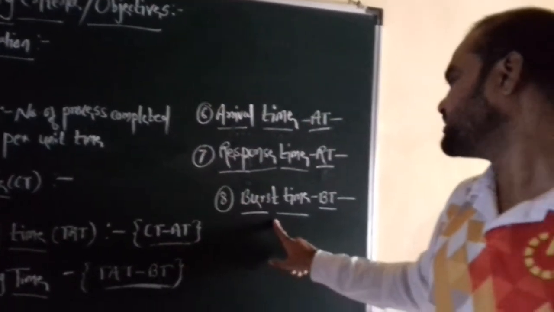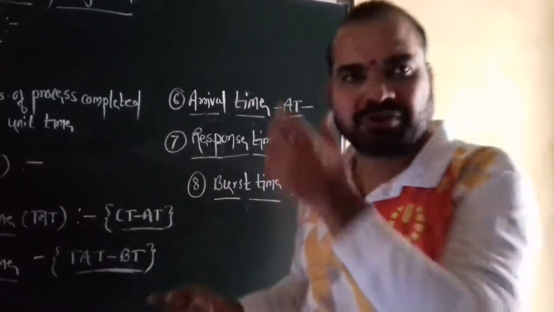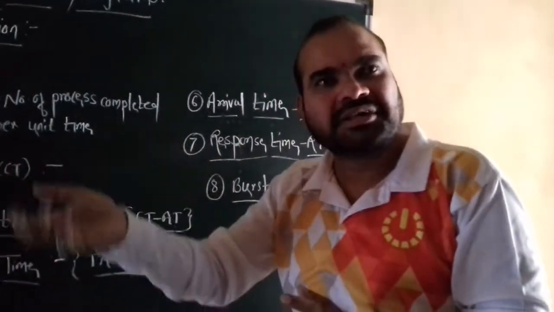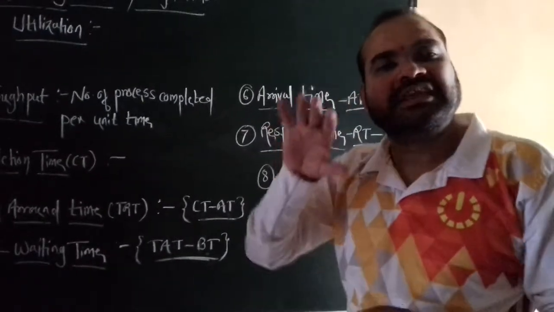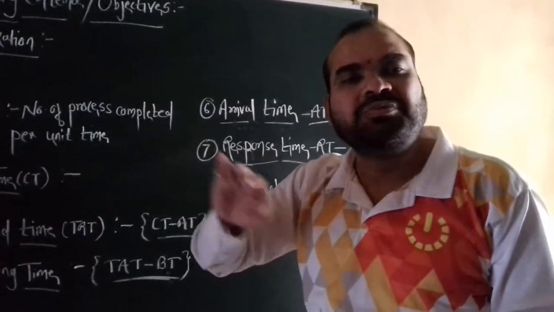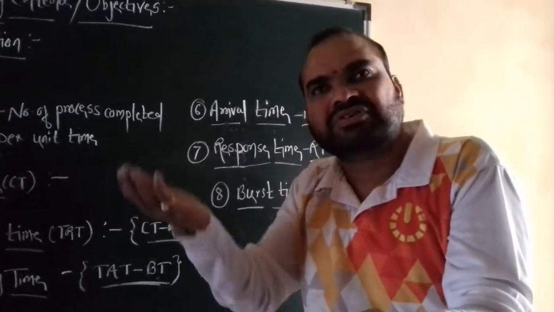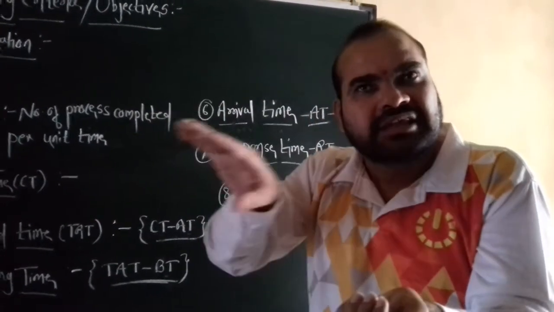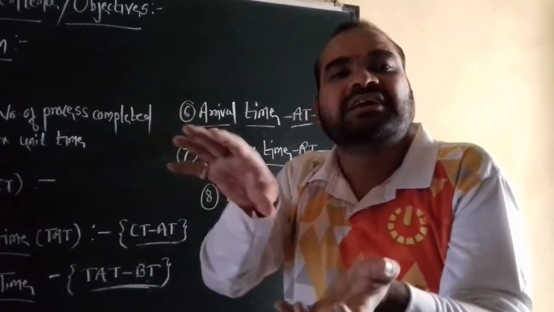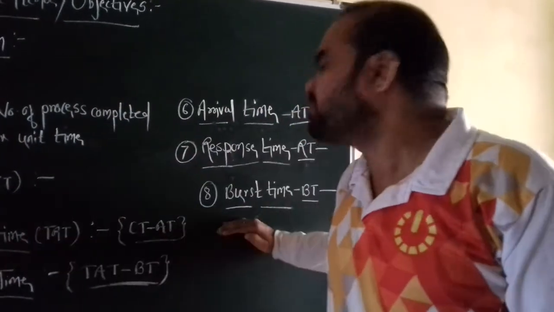Now the last one is burst time. Burst time's short form is BT. Burst time is what exactly? When a particular process enters the machine for execution, the CPU focuses on and takes control of the process. While the CPU controls that process, it uses some time, and that time duration is the burst time.